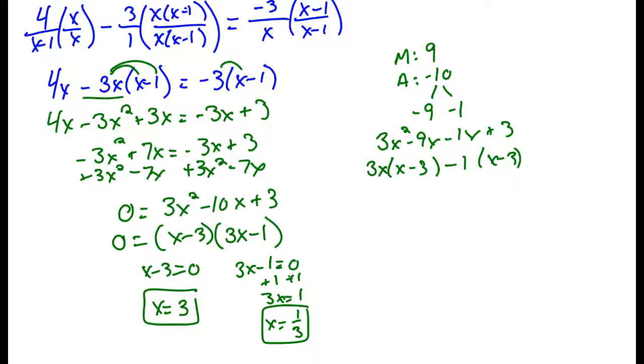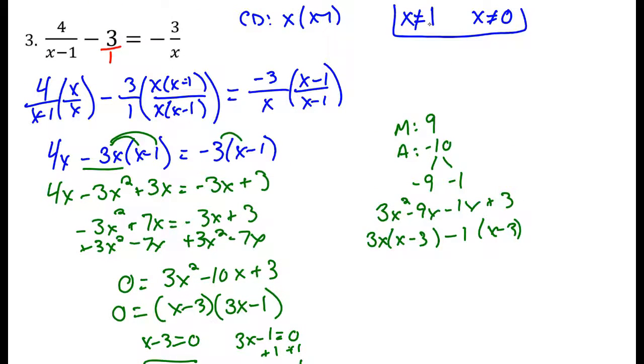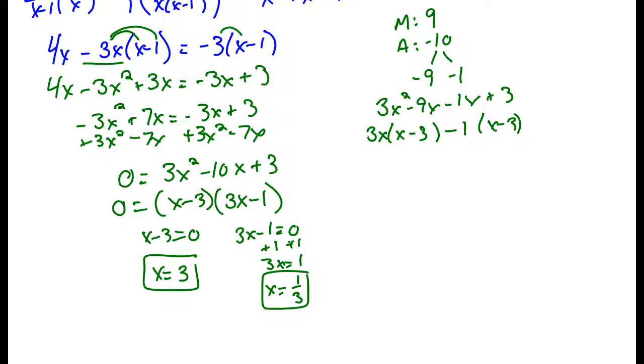Don't just box those answers in, because you have to check: did we exclude them? We excluded positive 1 and 0. Did I get those? No, so there are no extraneous solutions here. So sometimes these can involve a bit of work, because you're going to end up with a quadratic equation that you're going to have to solve.